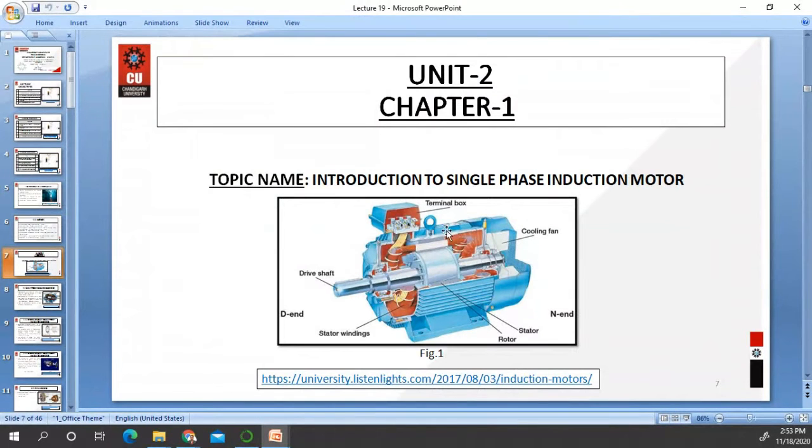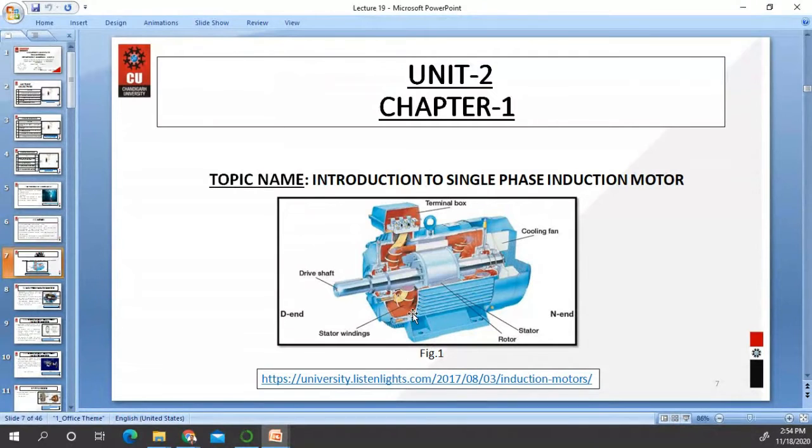Okay. So this is the diagram for your single phase induction motor. So what are the different components of this single phase induction motor? There is a terminal box. In this terminal box, you can connect your connections right here. There is a cooling fan inside this casing. There is a stator. Outside portion is called a stator. Inside this, we have a rotor part. This rotor part is connected to our drive shaft.